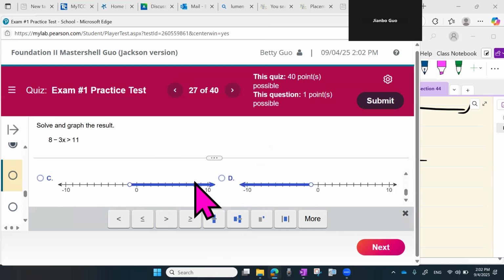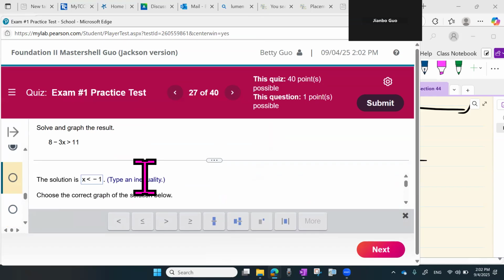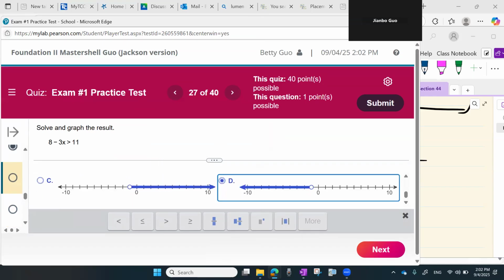So x is less than 91. This one, right? X is less than 91. This 91 open circle and to the left of 91. So that is question number 27.